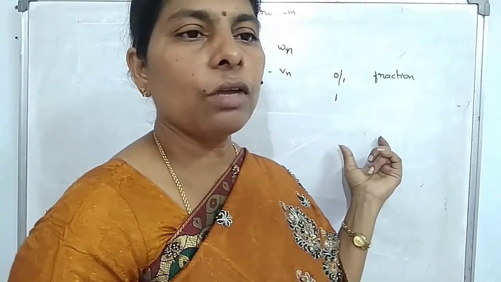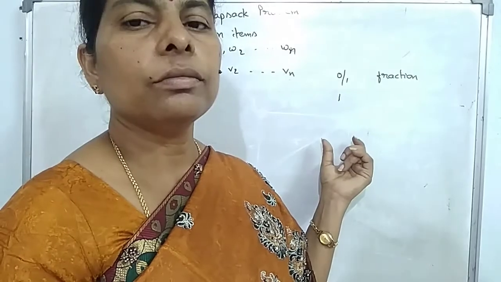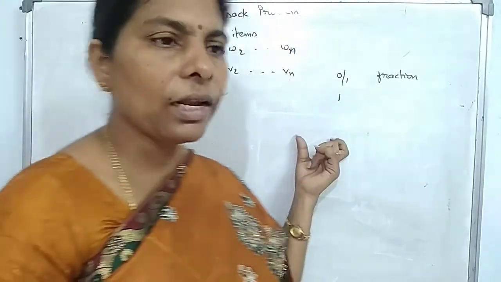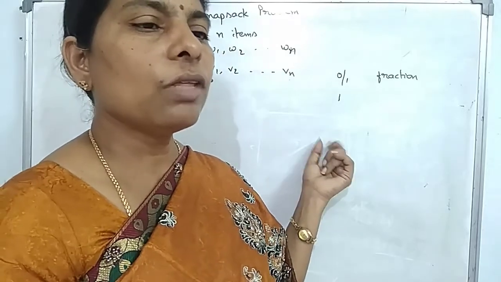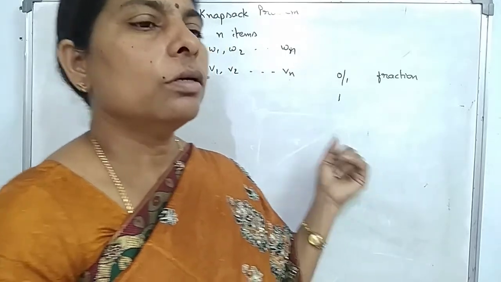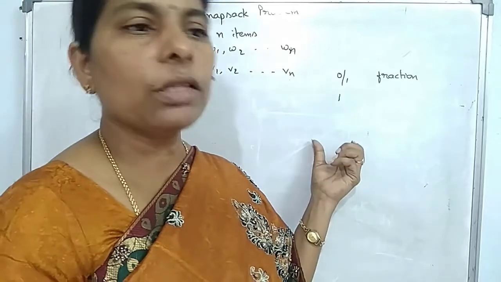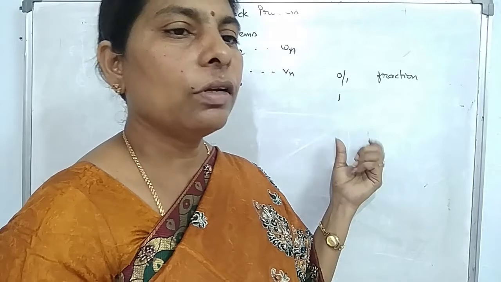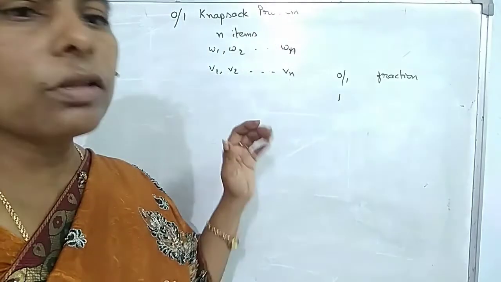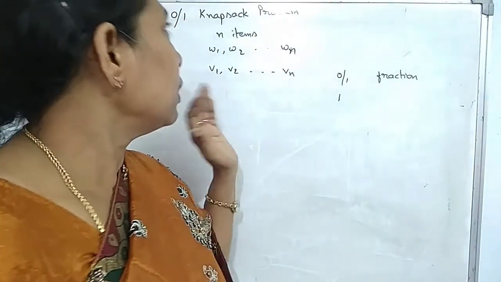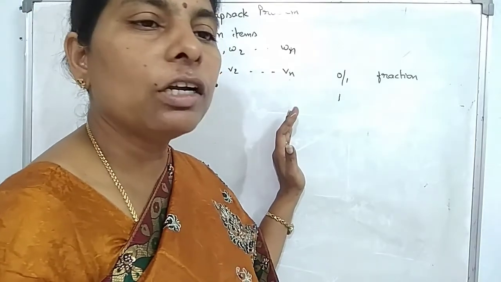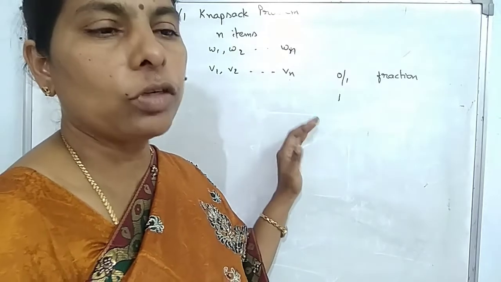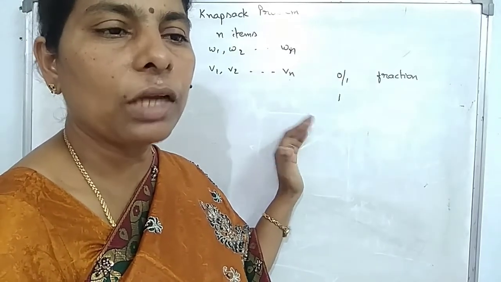So what is the process you can follow for this one? We have n items. Suppose you are taking the i-th item, where 1 less than or equal to i less than or equal to n, and the weight is Wi. In the 0/1 knapsack problem, you must solve the problem with the optimal solution.